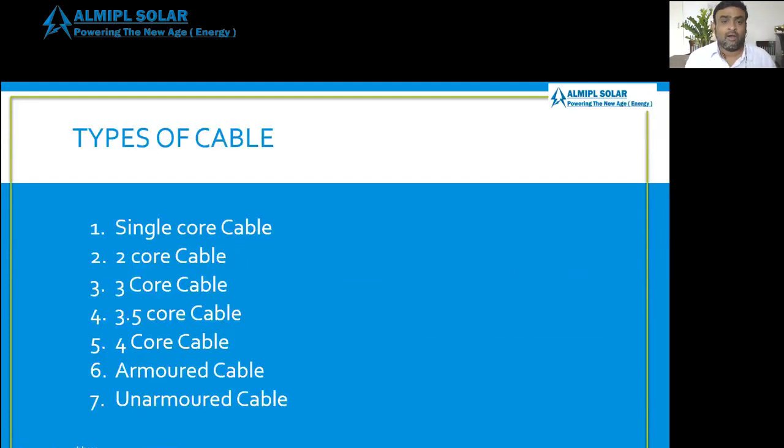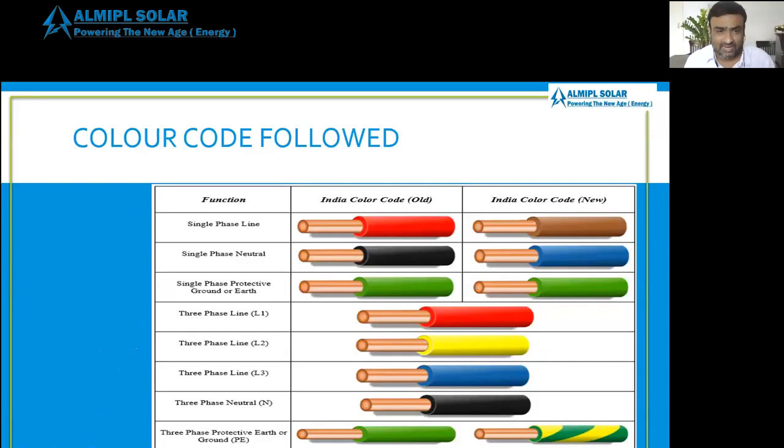So, types of cables available in the market: single core cable, 2 core cable, 3 core, 3.5, 4, and armoured cable. So, these are the cables that are market available.